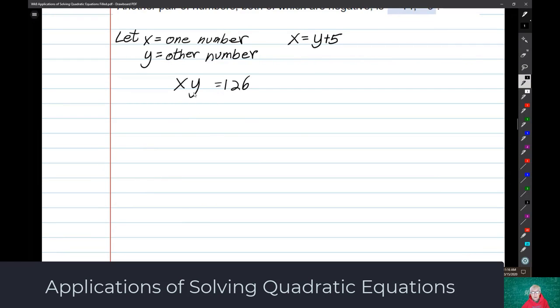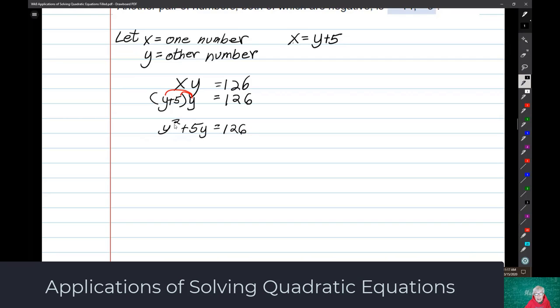It has 2 letters. So let's do it the easy way and say, since X equals Y plus 5, let's substitute that for X. So I'll have Y plus 5 times Y equals 126. Can do that. All right, now I am going to take Y and multiply by Y and multiply by 5 so that I will have Y squared plus 5Y equals 126.